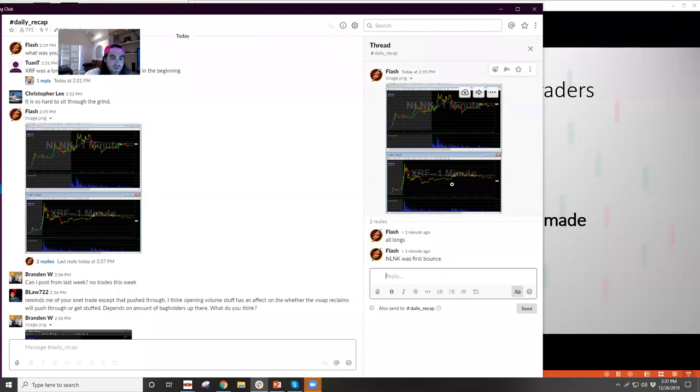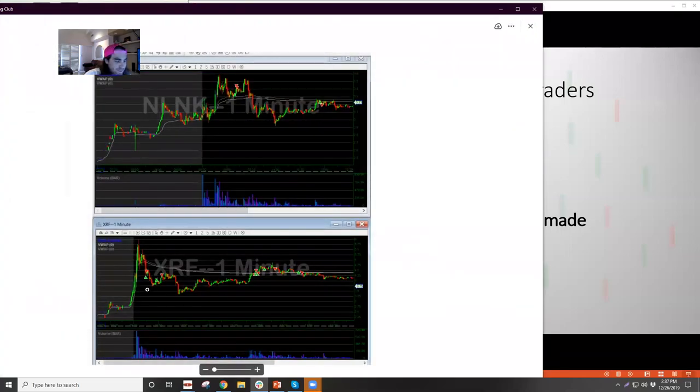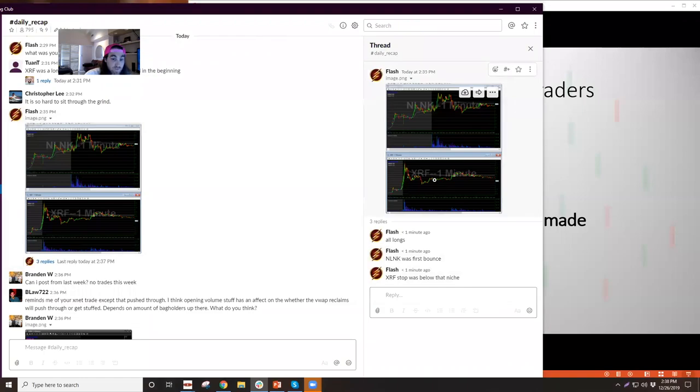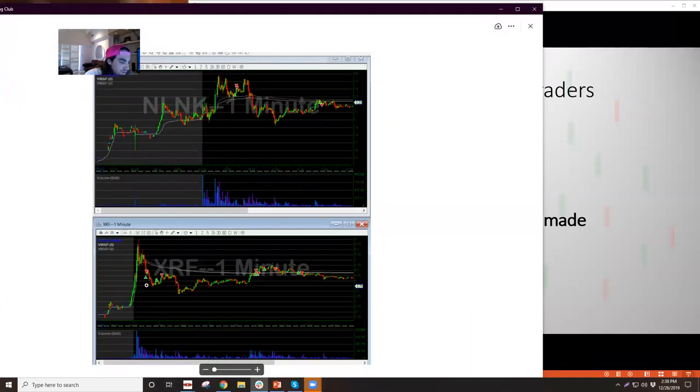And the link here. So what about this XRF? What would you have done if it kept going? Was that a 50% stop below? Yeah, so I really like your trades, Flash. They're always really simple. Like, you wait until you have really good risk reward and you just go. This, what was this, high of day or low of day?